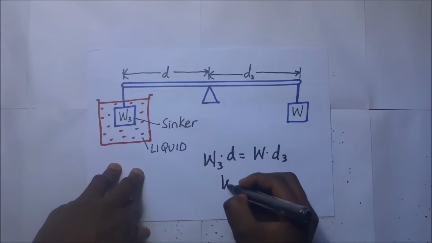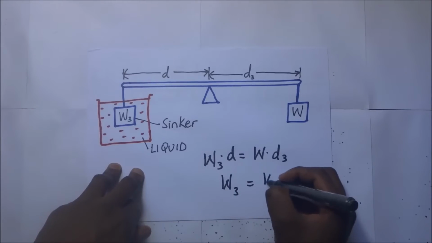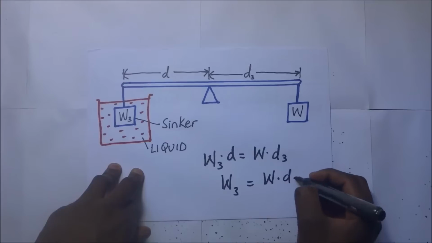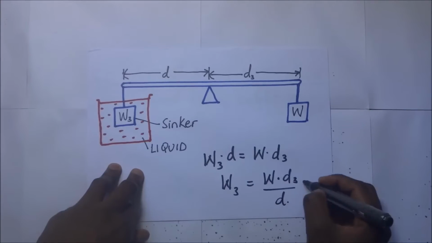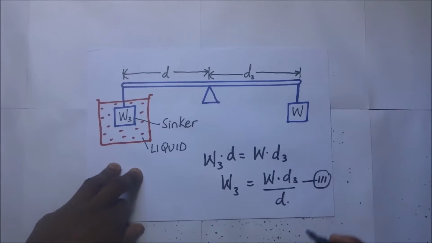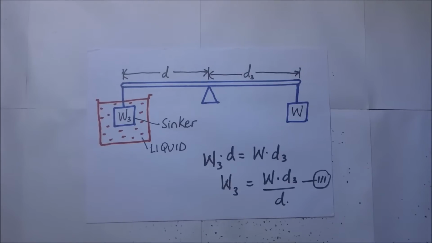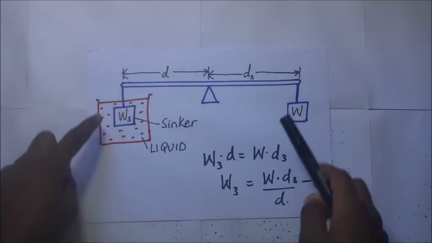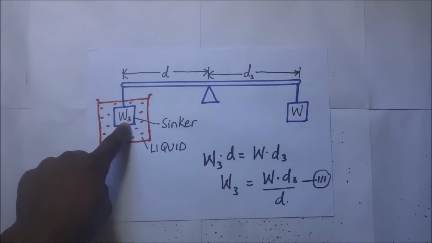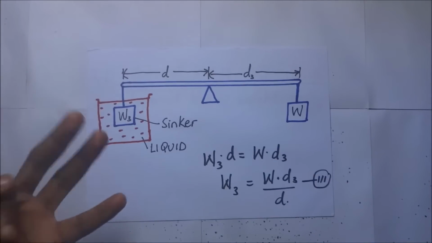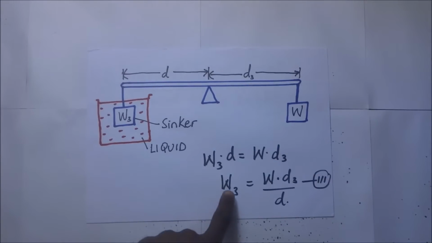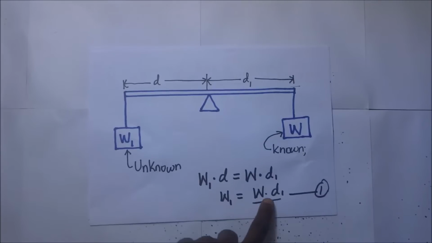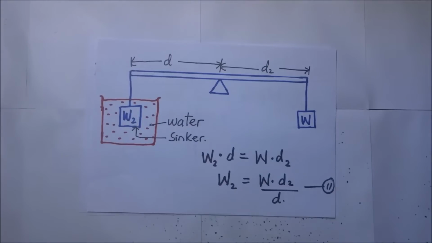So W3 in this case is going to become W, multiply that by D3, divide that by D. And this is the third expression right there. Now if you already realize, we are using this lever to get the weight of this sinker in three different conditions. We first got the weight of that sinker when it was in air. Then again we got the weight of that sinker when it was in water.